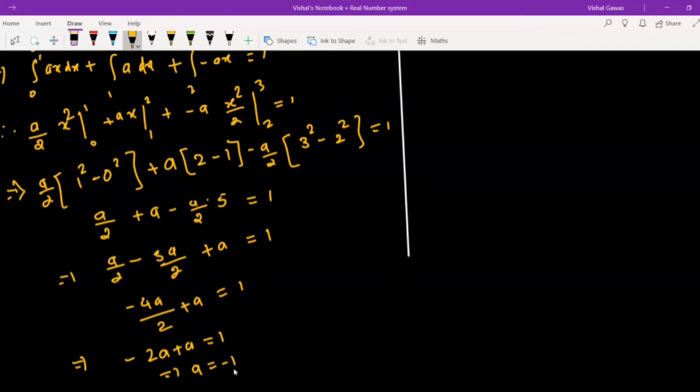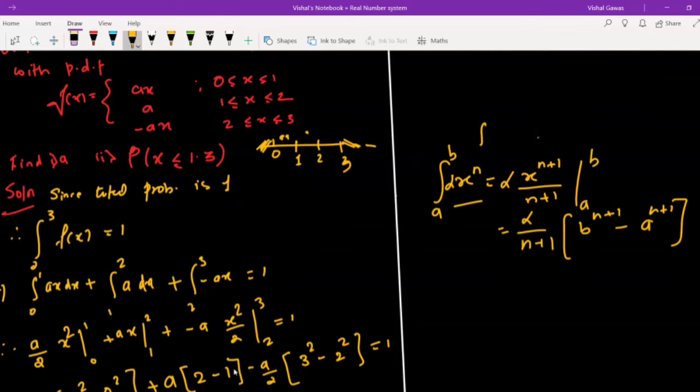Then therefore, wait a second, I think I have made an error because I get a to be negative. That is a problem, because in that case I will get probability to be negative, right? That cannot happen if I get a to be negative. So some error I have done. Oh yes, there's a small error here. This is plus, there's a term here. I hope that's rectified. This is plus 3a, right?